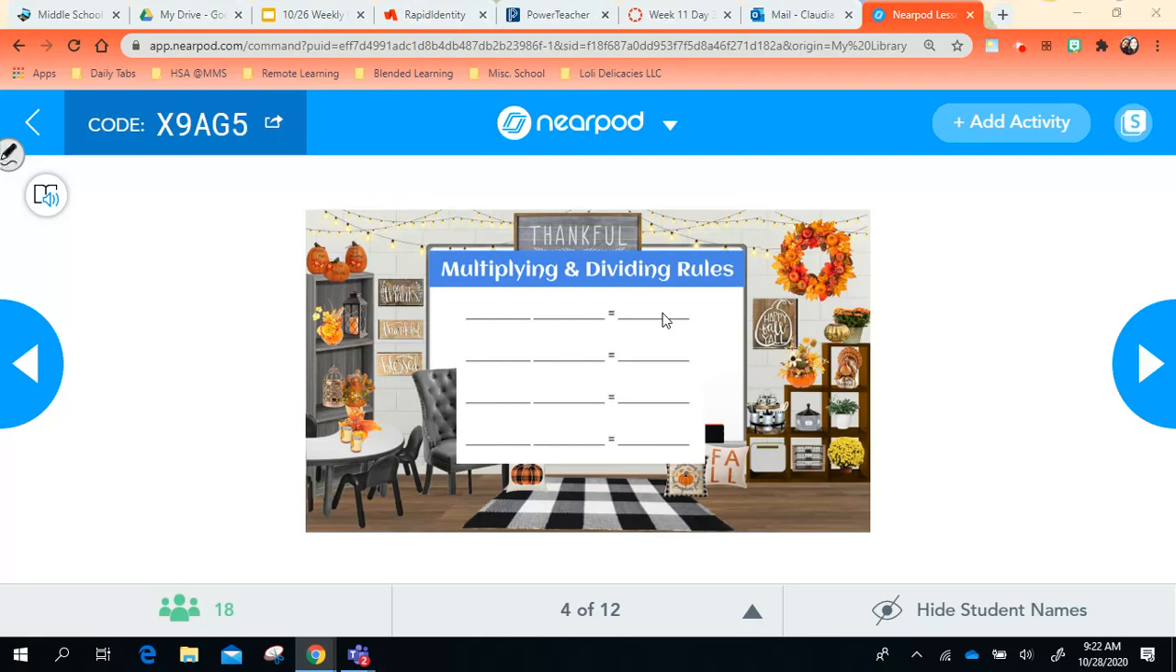So when I multiply a positive and a positive, my answer is going to be what? Positive. Good. When I multiply a negative and a negative, my answer is going to be positive. And when I multiply a negative with a positive or a positive with a negative, my answer will be negative. Remember, these are not the same as addition and subtraction. So make sure if you don't already have this written in your notebook, it finds its way inside your notes. You will need it.